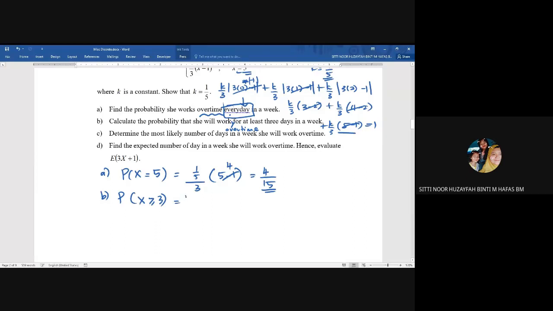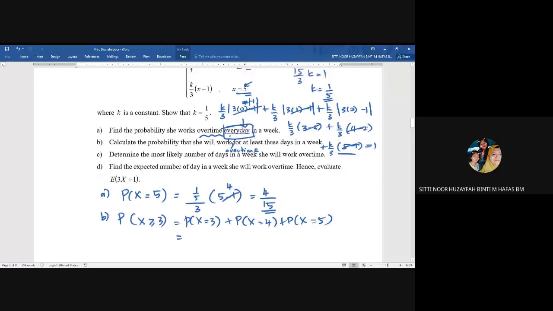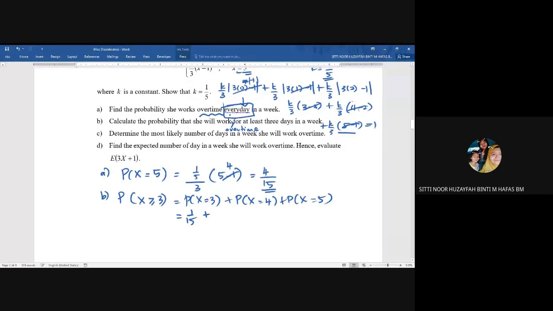So, this is equivalent to what? Probability of x equal to 3 plus probability of x equal to 4 plus probability of x equal to 5. So, what is probability of x equal to 3? 3 minus 2 is 1. 1 over 3 multiplied by 1 over 5 is 1 over 15. So you calculate lah, just substitute the value of k for each of x. So for 4, 4 minus 2 is 2. 2 over 3 multiplied by 1 over 5 is 2 over 15. And x equal to 5 is 4 over 15. So the answer should be 6 over 15.